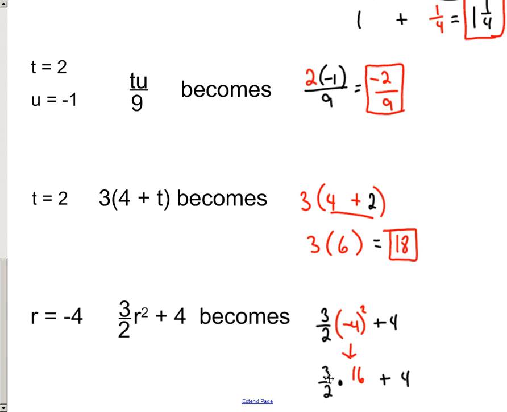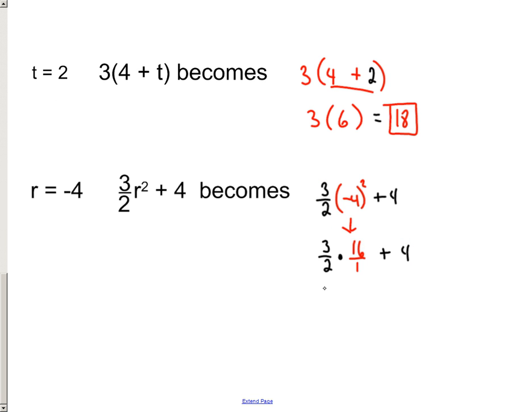We have to multiply before we add. How do we multiply a whole number by a fraction? We've already looked at that. You put a 1 under it. 3 times 16 is 48. 2 times 1 is 2. It's 48 divided by 2, 24. So all of that becomes 24. And then we just add 4 to it, and we finish up our expression for 28.